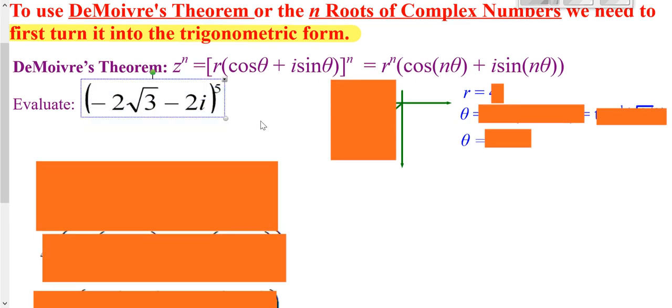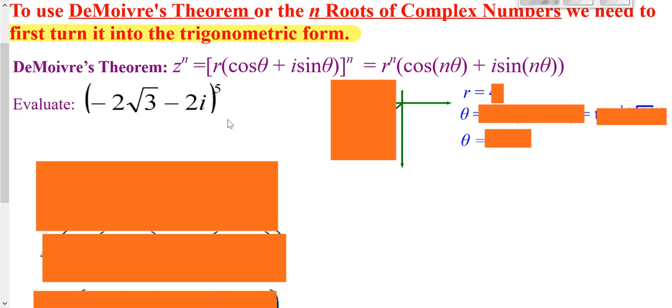Now, I suppose one way you could do it is to take this and multiply it out 5 times, because that means fifth power. But being so many negatives, i's, and roots, there's a good chance by the time you got done foiling it out 5 times that you would have made a small mistake somewhere. So we're going to use De Moivre's theorem to help us out.